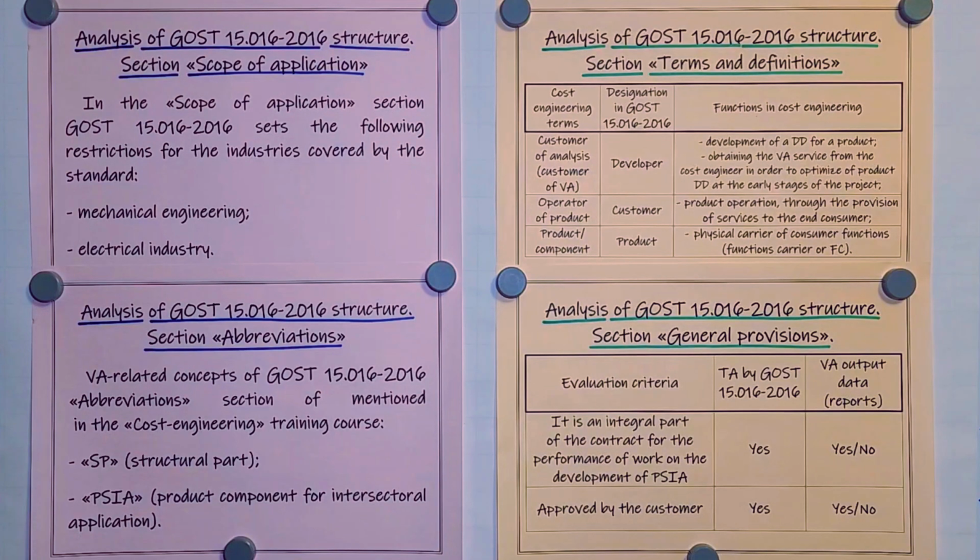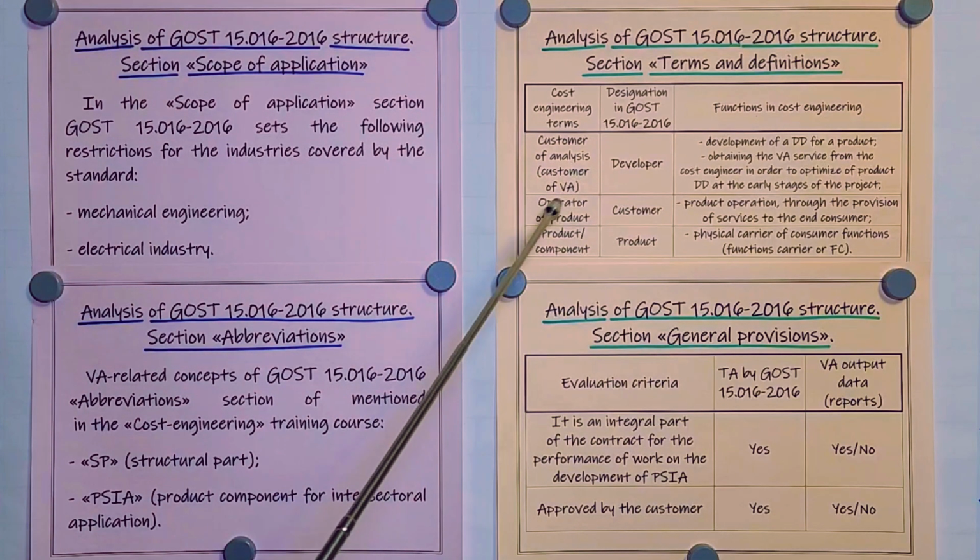In cost engineering, as a rule, an organization engaged in product development and design documentation development, with the purpose of ordering additional analytical work, value analysis, and other types of analysis to optimize design documentation, is designated as a customer.